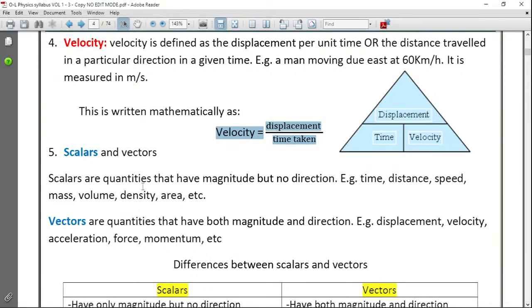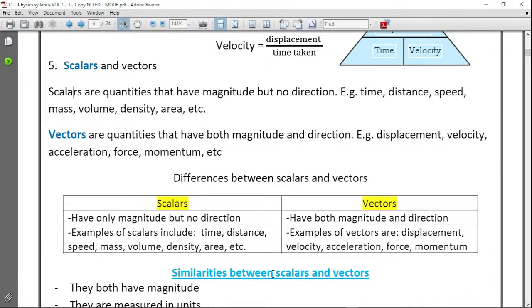Scalars versus vectors. In the GCE, we always ask, give the difference between a scalar and a vector. Give two differences and so on. So what are scalars? Scalars are quantities that have magnitude but no direction. It has only magnitude, while vectors have both magnitude and direction.